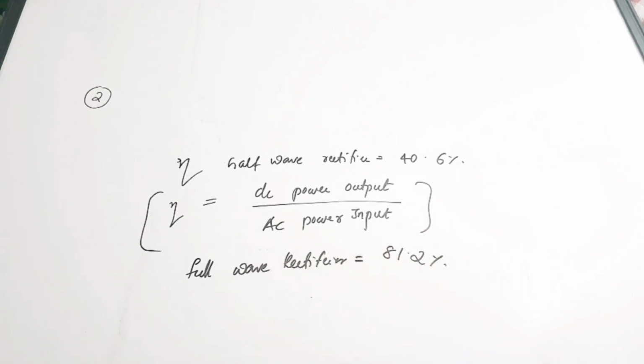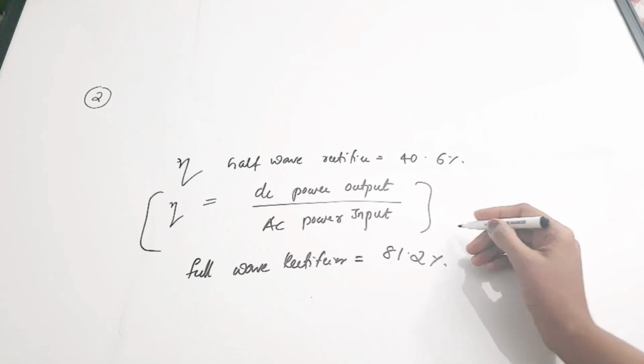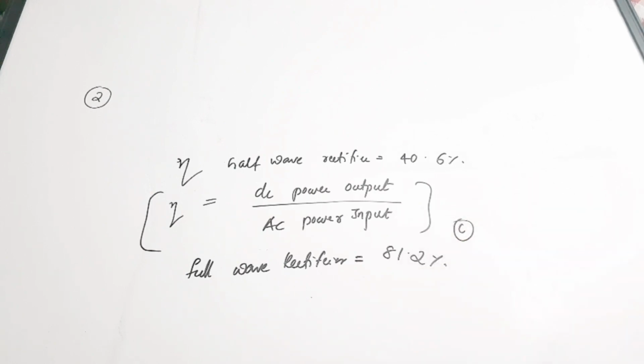So in this video, I will try to give you maximum information, and for the other things, if you want, I will do a separate video. So these are the efficiency values for half wave and full wave rectifier. For half wave, it is 40.6%, and for full wave, it is 81.2%. So here the correct answer is option C, which is 40.6%, the efficiency of a half wave rectifier.